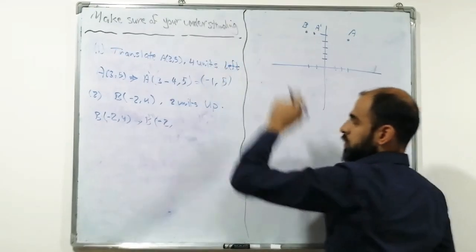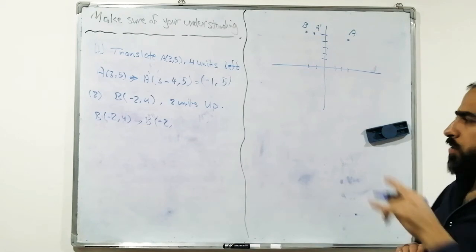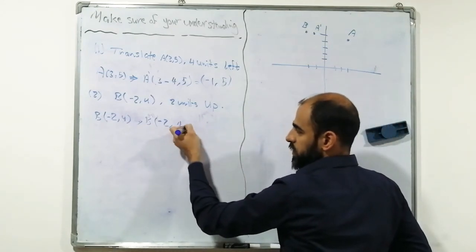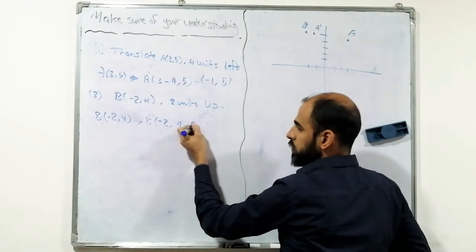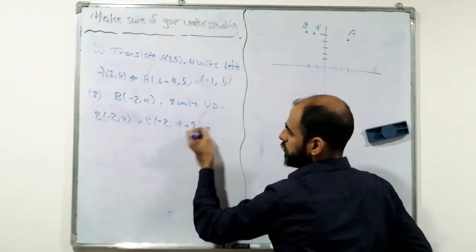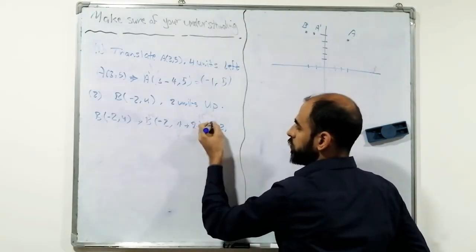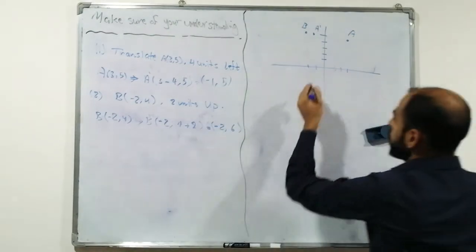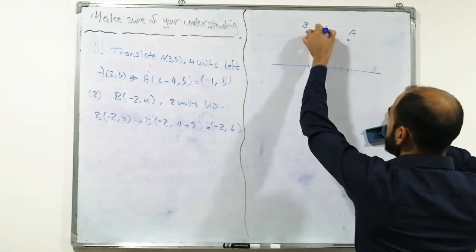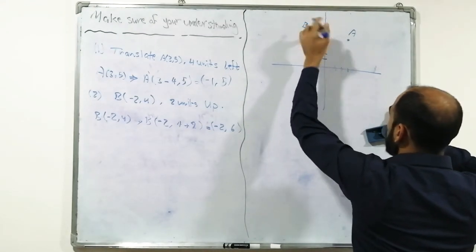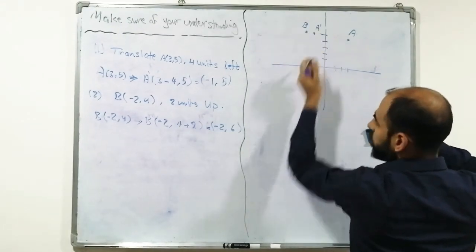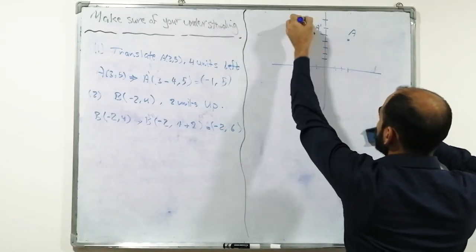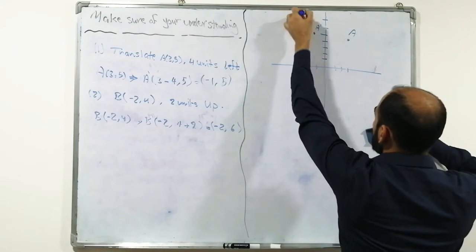Since we go 2 steps upward, to the positive side, that means we are going to add 2. Then the image of the point will be (minus 2, 6). One, two, three, four, five, six: minus 2 and 6. This is B dash.